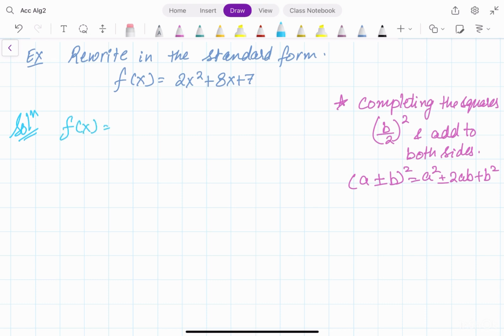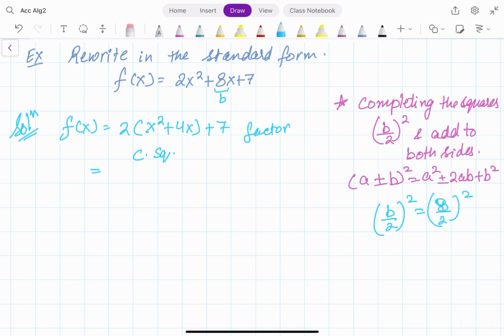So let's rewrite this function, and we can factor out 2. That will give us the parentheses x squared plus 4x plus 7. Now from x squared plus 4x, what is the b? b is 4, right? Using the completing the square, b is 4. So we have to do half of b and square it. So let's do it. So 4 over 2. No, it should be 4 over 2. I wrote it wrong, because I took 8x, so don't make that mistake.